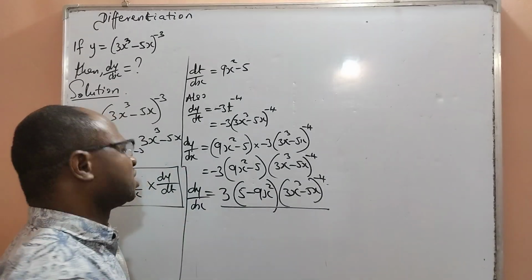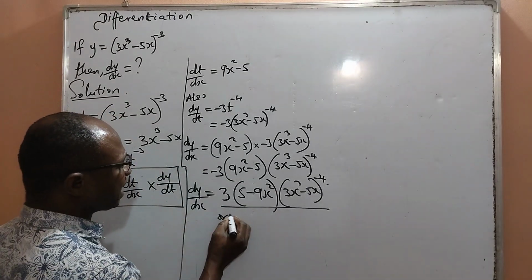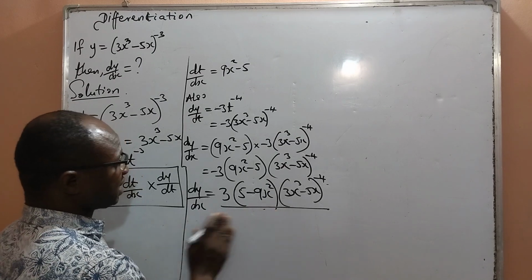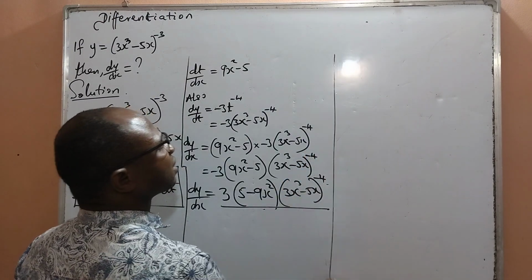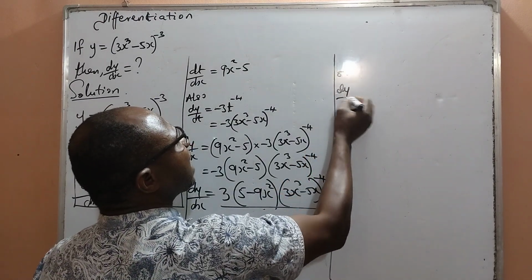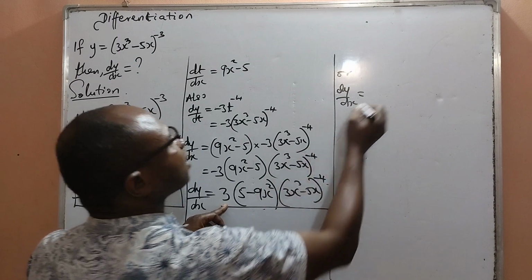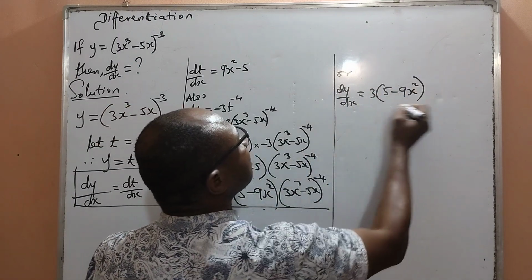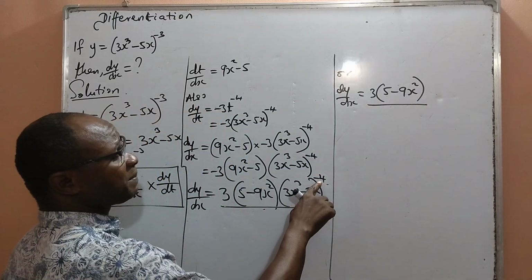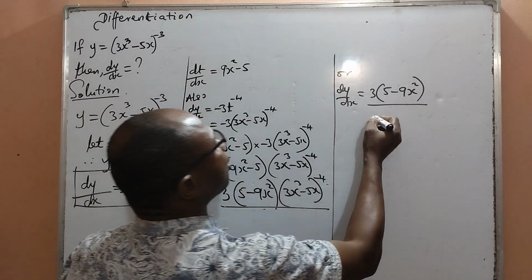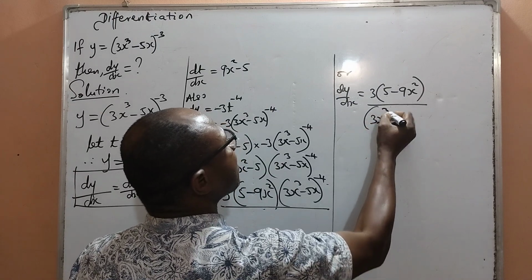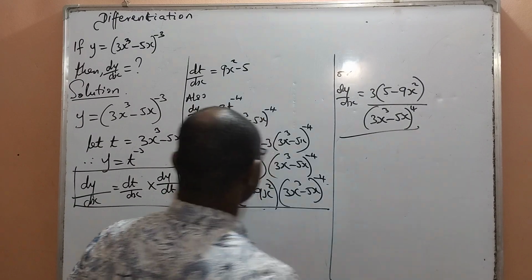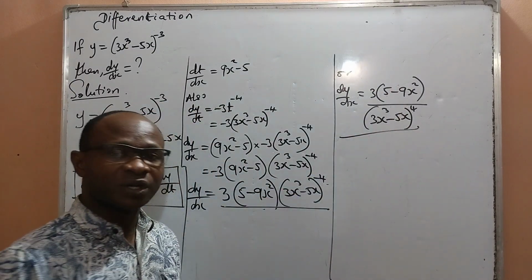If you don't mind, you can also rearrange the answer. Or you can leave the answer as dy/dx equal to 3 into (5 - 9x^2), all divided by, because of the power negative 4, (3x^3 - 5x) all to the power of 4. Good. Either this or this, both of them are correct.